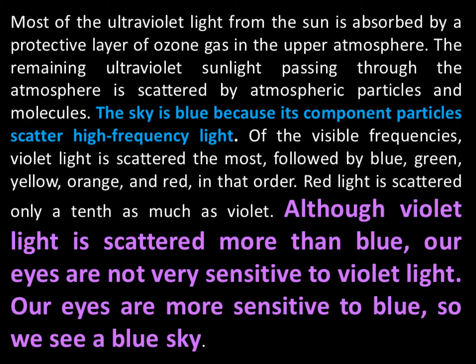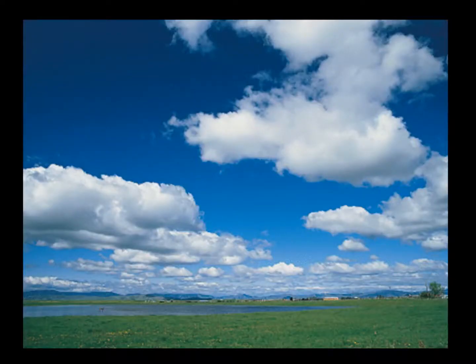Although violet light is scattered more than blue, our eyes are not very sensitive to violet light. Our eyes are more sensitive to blue. So we see a blue sky, not a violet sky. Amazing. Skies are actually violet. Okay. Here's a picture of the sky, blue.